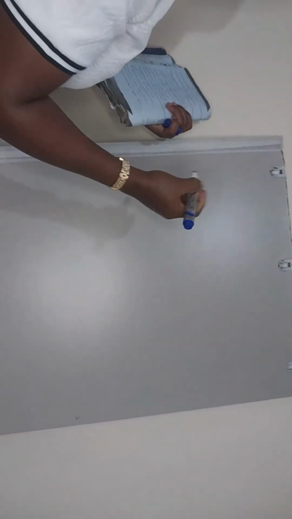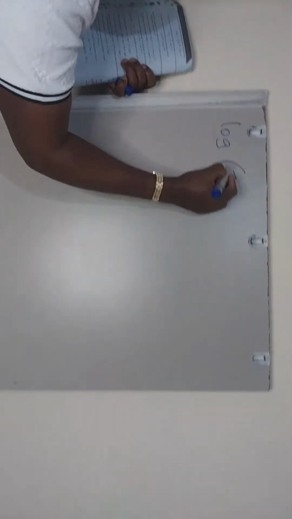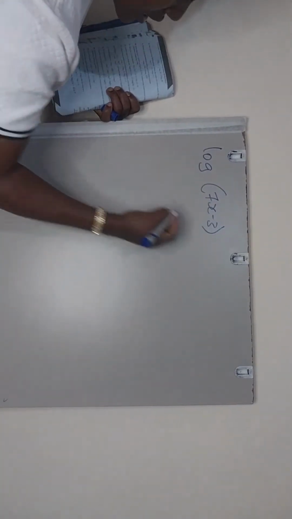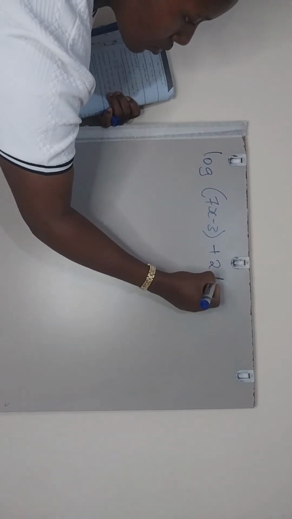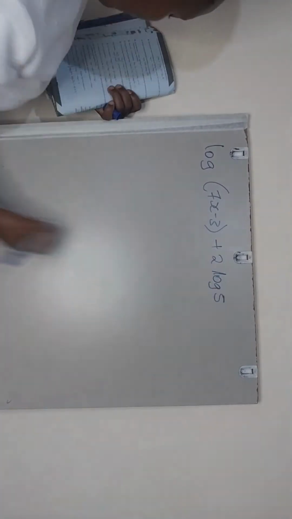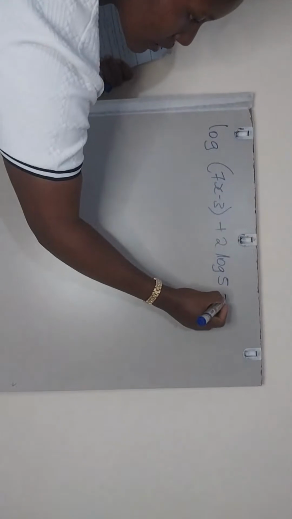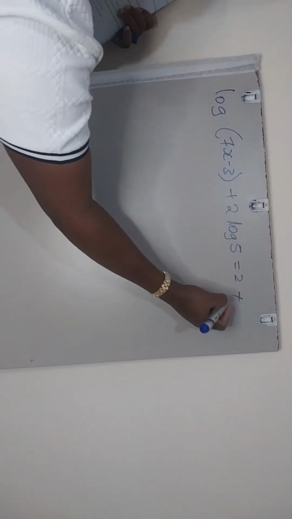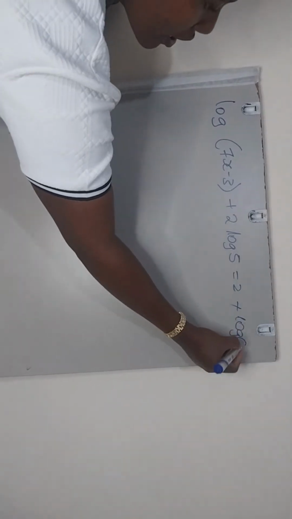It was testing whether you know how to express a number in terms of logs. It says log 7x minus 3 plus 2 log 5 is equal to 2 plus log x plus 3. This is 4 marks, 2019.